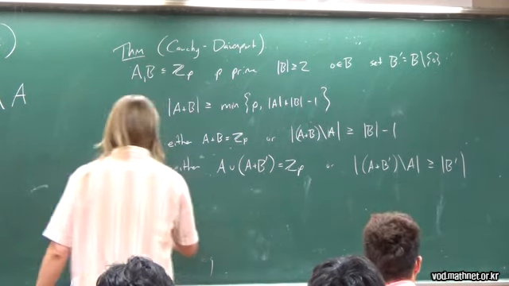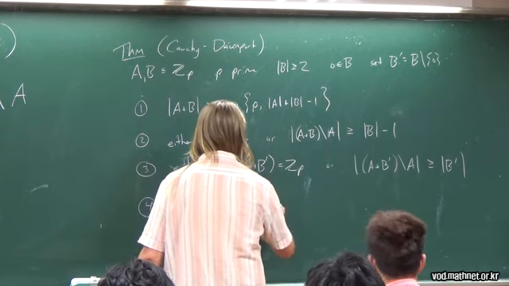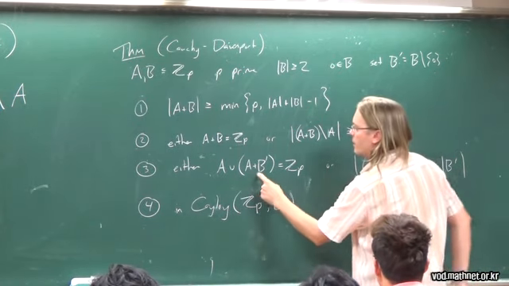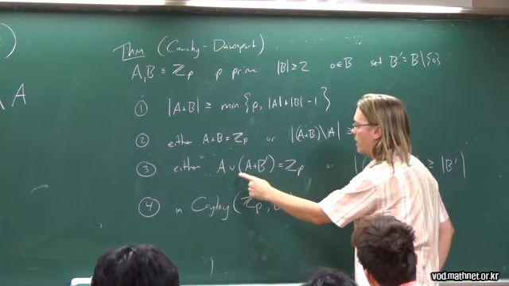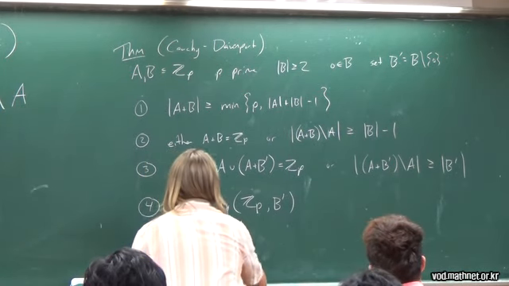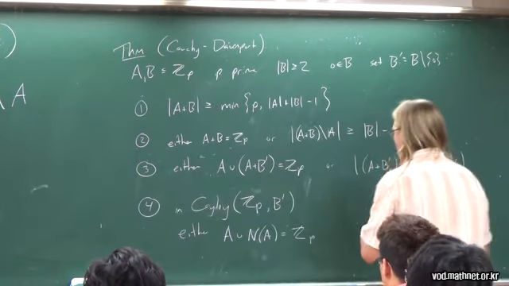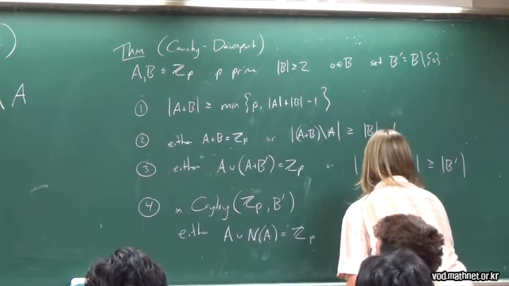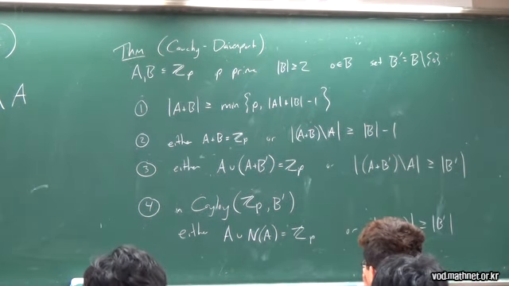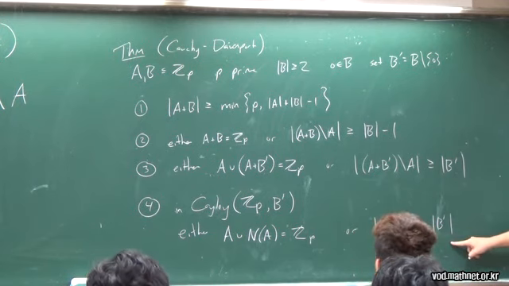But what is this last condition? This last condition says in the Cayley graph on Z_p generated by B prime, what does this say? A together with this, well, this is the neighbor set of A. So this is saying A together with its neighbors is equal to the whole vertex set, or the size of the neighbor set of A is at least the size of B prime. That's just saying that this Cayley graph has connectivity equal to the size of B prime, equal to its out degree.